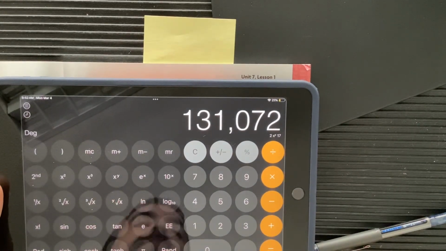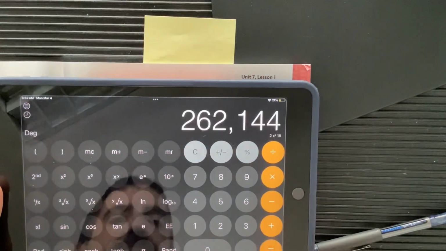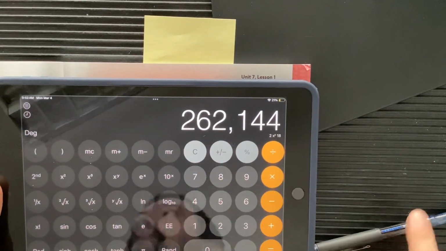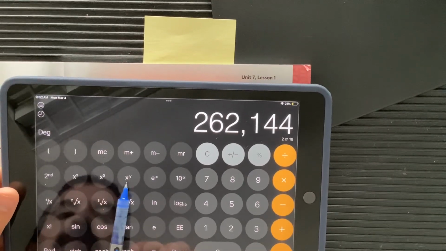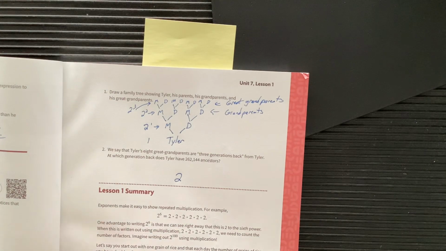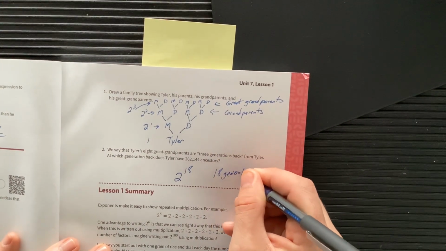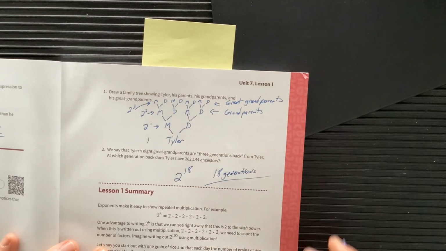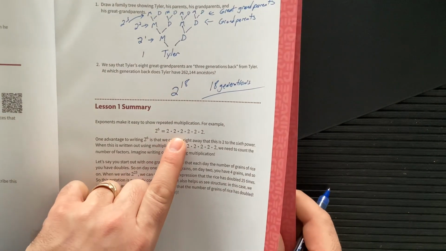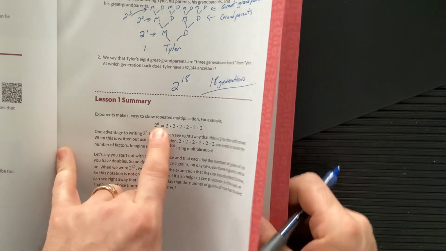Oh, it's right there. It's one more than that. 2 to the 18th power. There it is. This button right here is what you will use. Again, I would use Desmos. Super easy. So that would be 18 generations back. That's not bad to have that many people. Final reminder, do not think that is 2 times 6. That is 2 to the 6th power.